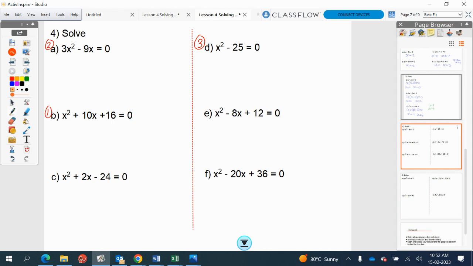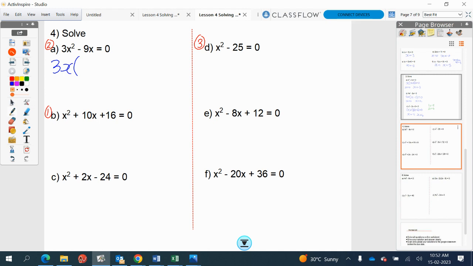So with this first one, question 4a, 3x squared minus 9x, when we have an expression like this one, we need to find the greatest common divisor of both of the two terms. So you can divide both of these by 3, and you can divide both of these by x. So the greatest common divisor is going to be 3x.